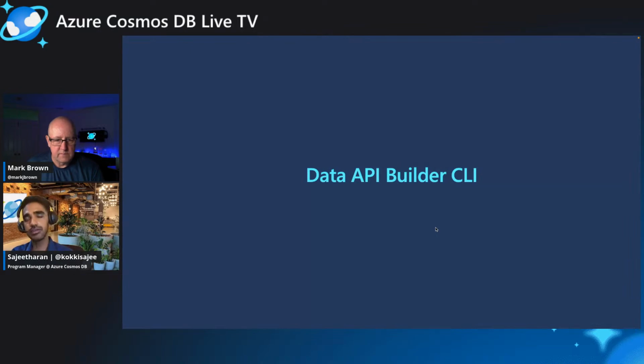The other tool set that I explained earlier is the Data API Builder CLI, which provides a way to generate GraphQL and REST endpoints if you are running it locally, by providing the config file and the schema file.